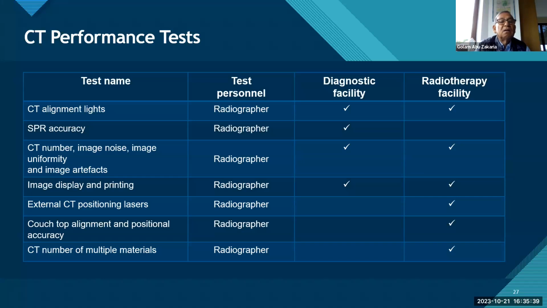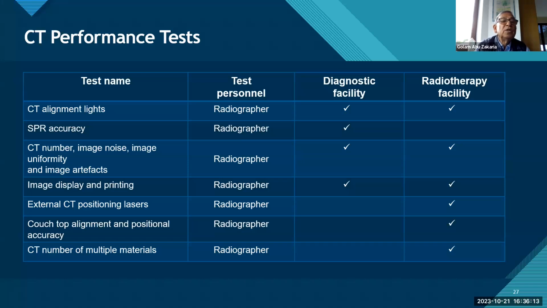The daily performance should be checked by the radiographer, because they should take care. It is actually important that they do these types of tests so that they can also take care in daily life. SPR accuracy, CT number, image noise, image uniformity, and image artifacts, image display and printing, external CT positioning laser, couch top alignment and positional accuracy, CT number, and multiple materials.